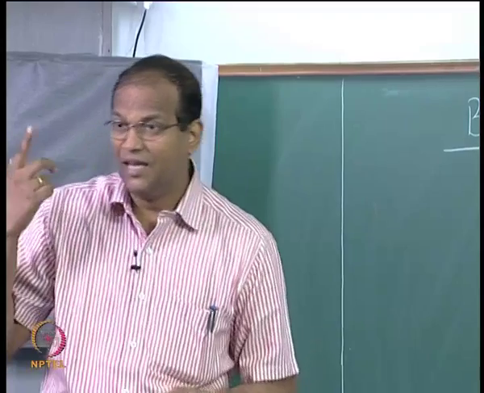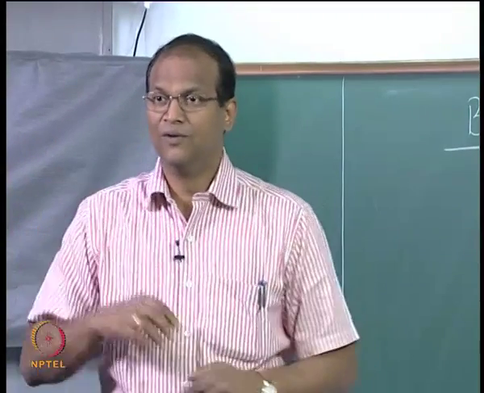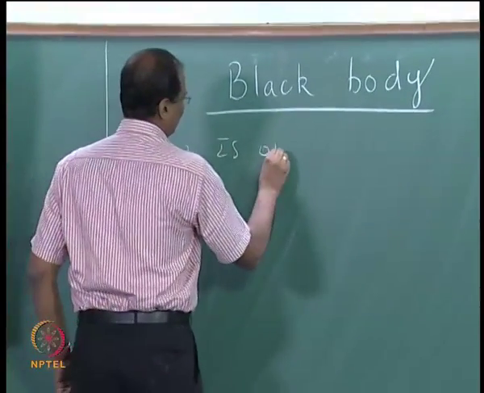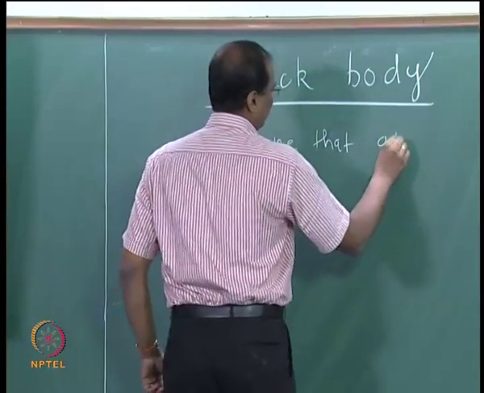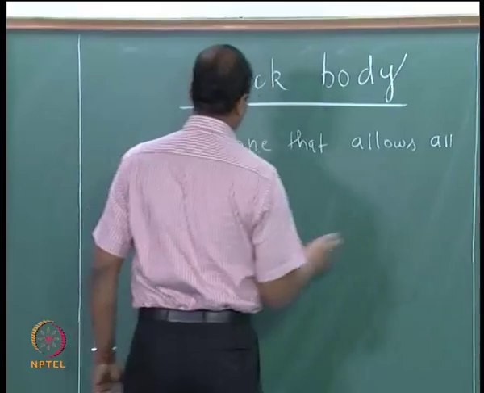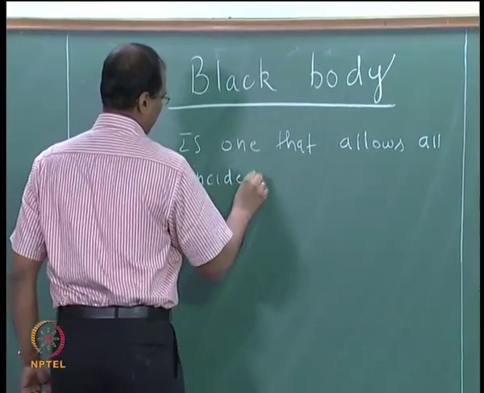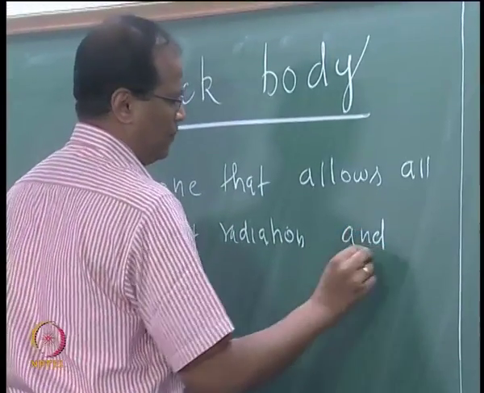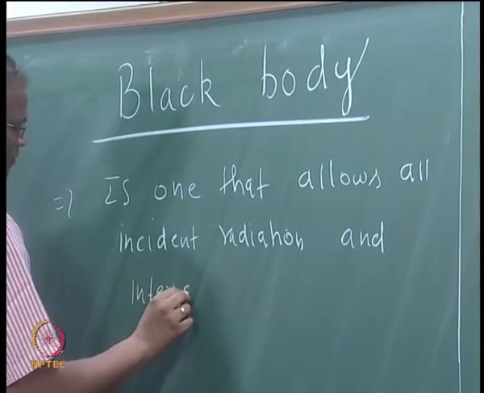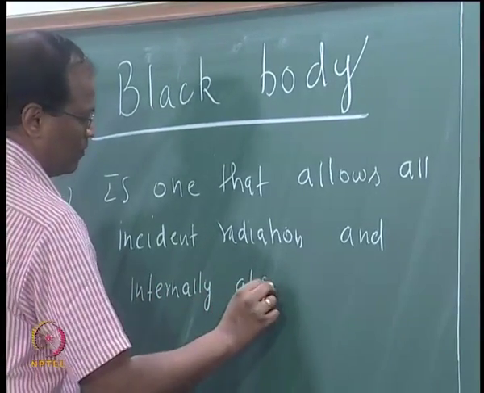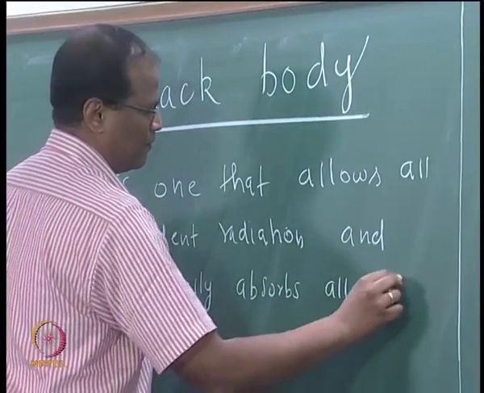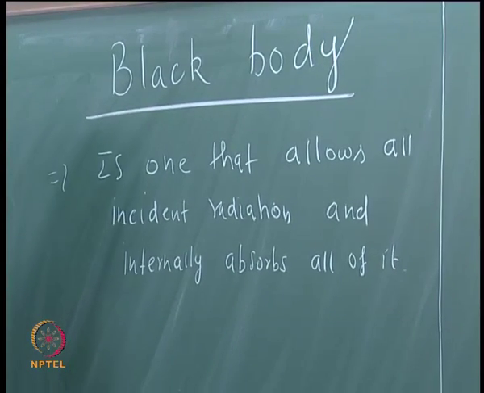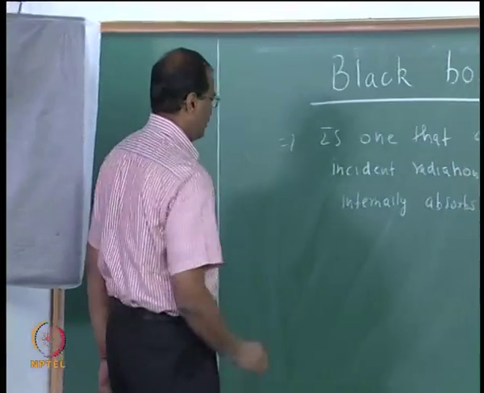So what does it imply technically? Reflectance equal to 0, transmittance equal to 0, so absorptance of a black body is 1. So a black body is one that allows all incident radiation and internally absorbs all of it.